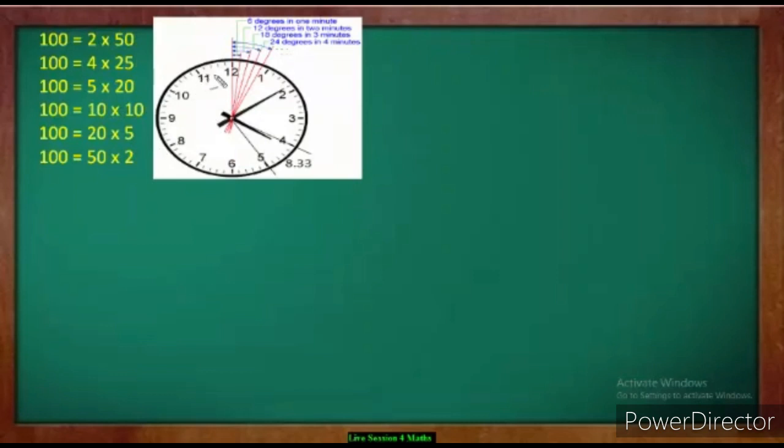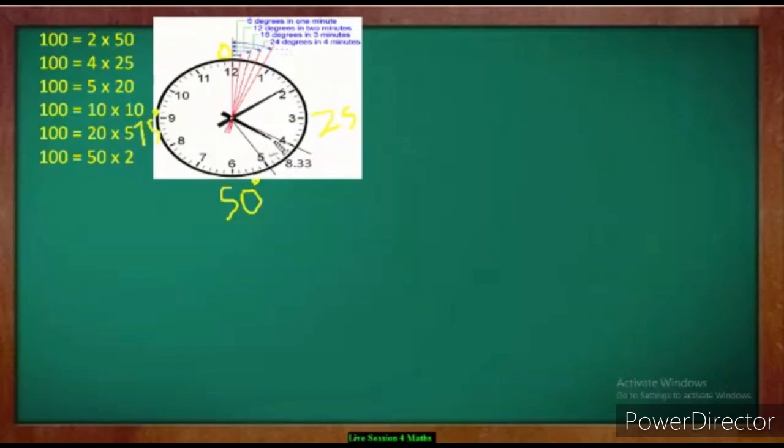You can see, my dear, if this 12-hour clock is divided into 100 degrees, it will start from 0. At 3 o'clock this will cover 25 degrees. At 6 o'clock this will cover 50 degrees. At 9 o'clock this will cover 75 degrees, and at 12 this will again cover 100 degrees.